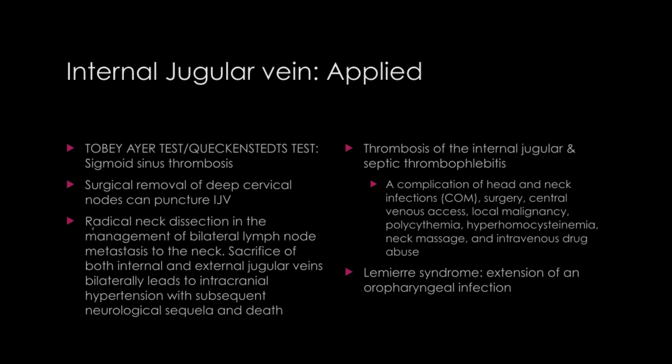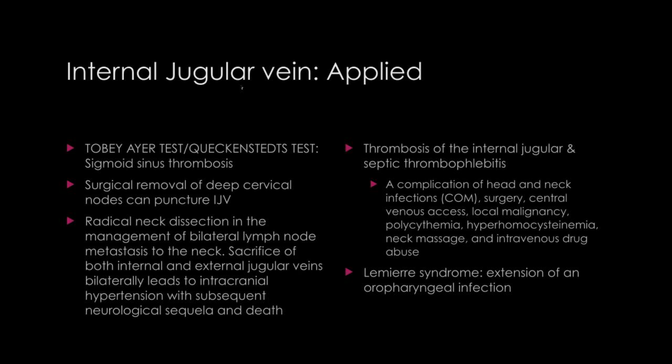The next factor is that in radical neck dissections, which is done for bilateral lymph node disease, metastasis of the neck, in such cases, when we remove both the internal and the external jugular veins on both sides, there will be decreased drainage of blood from the brain, because all of that blood now has to come down through the vertebral column with the vertebral veins, which is not sufficient enough. So if you sacrifice the internal and the external jugular veins on both sides, then that can lead to intracranial hypertension, increased ICP, which will subsequently lead to neurological problems and even death.